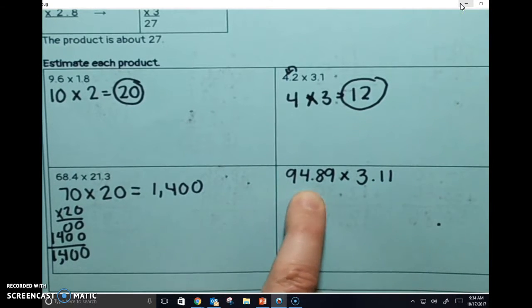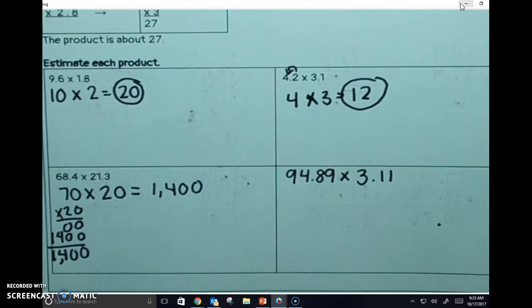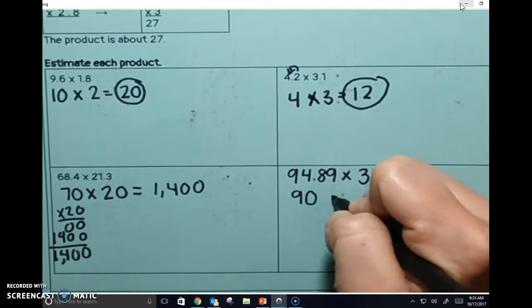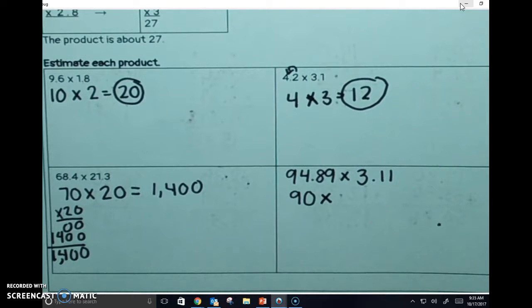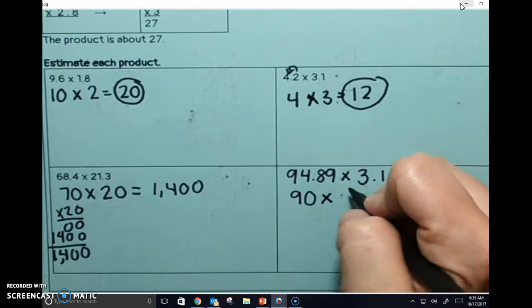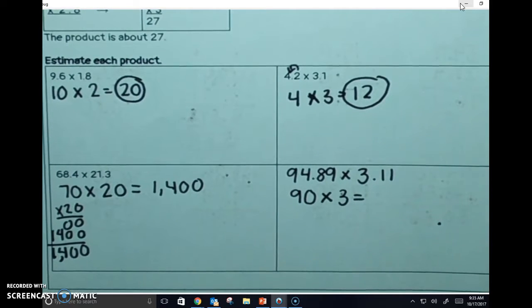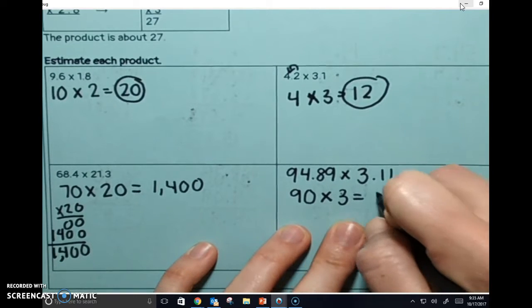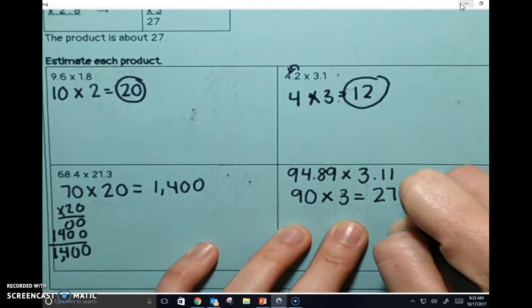Okay, 94.89. Since it's such a large number, we are going to round to the nearest 10. So is it going to be 90 or 100? Cisco? 90, because 4 means we go down. Then 3.11. Is it going to be 3 or 4, Shelby? 3. Okay, 9 times 3 is 27. And then we add our 0. That's 270.